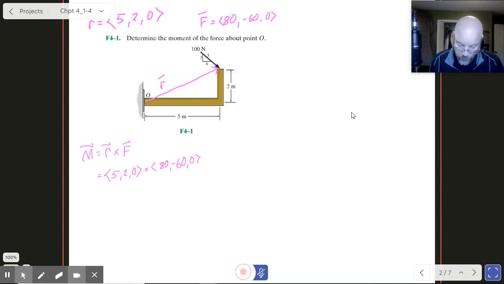So we use the determinant method to do this. So I've got i, j, and k here. And then on the first line I put in the first vector, which is r. So I'm going to put in 5, 2, 0.